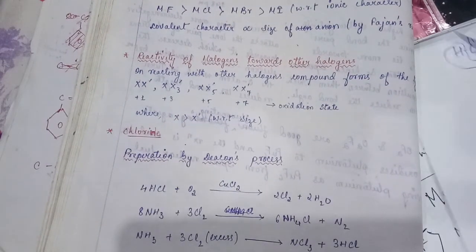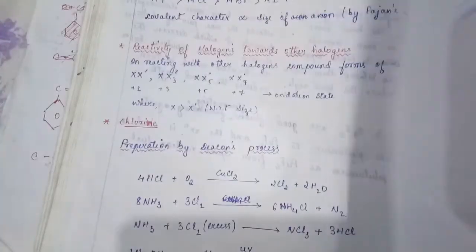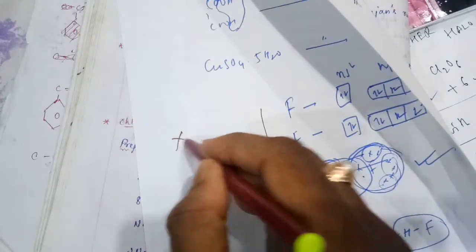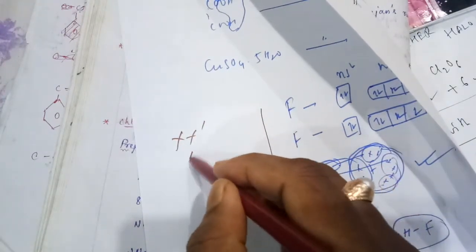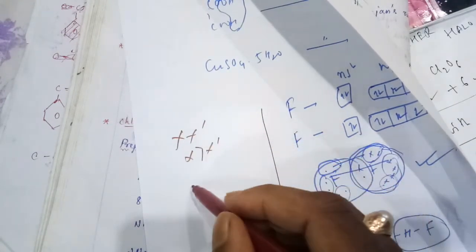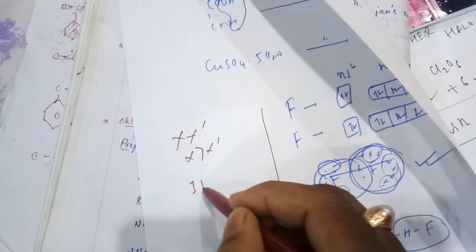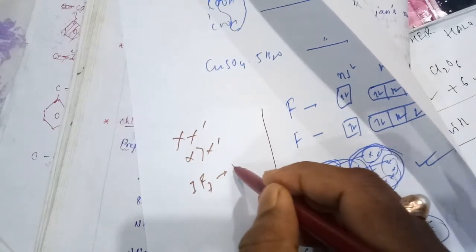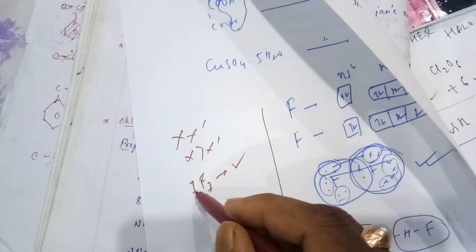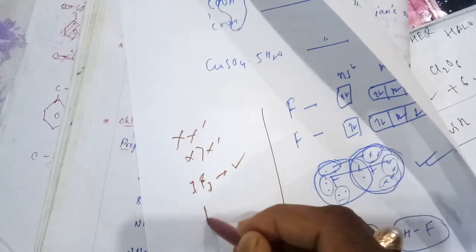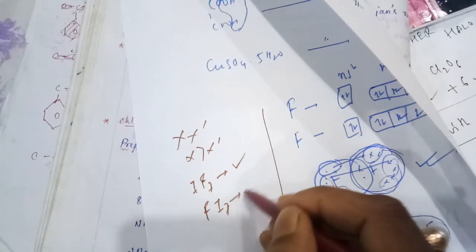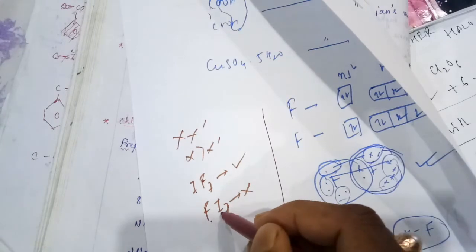So it is said that X is greater than X' in an XX' compound. That is why IF7 exists, because iodine is larger than fluorine, but FI7 does not exist because fluorine is smaller in size than iodine.